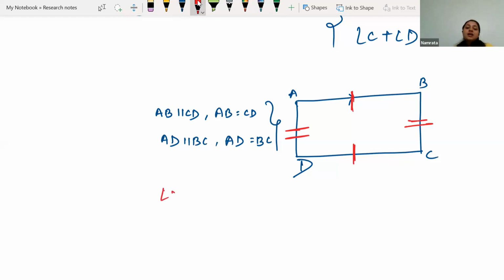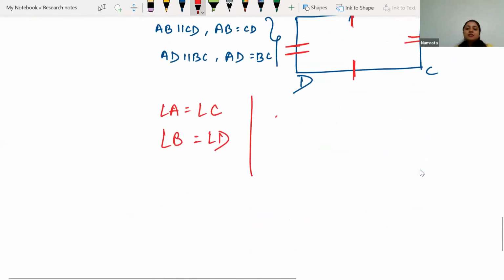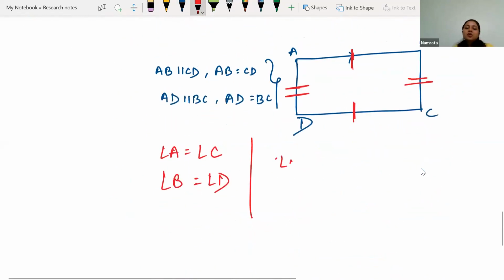That means angle A and angle C, opposite angles, will be equal. Angle B and angle D, opposite angles, will be equal. Here, what else have we listed down? We have listed down angles for the parallelogram. Angle A plus angle D is equal to 180. Angle B plus angle C is equal to 180.